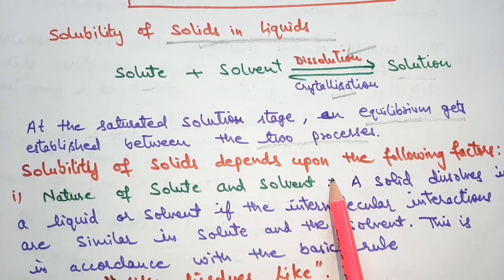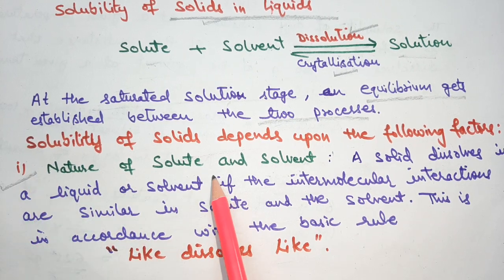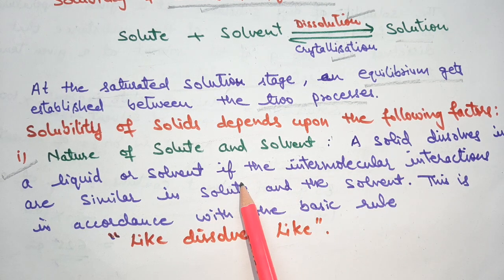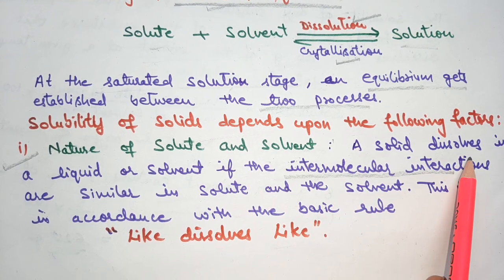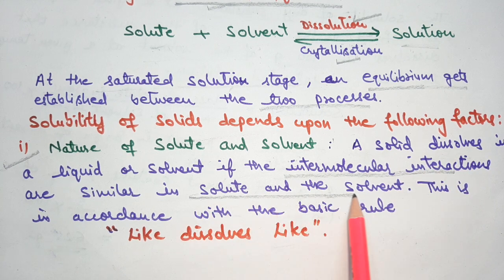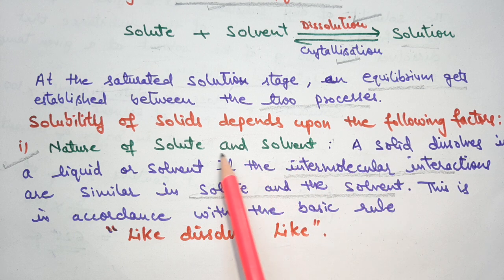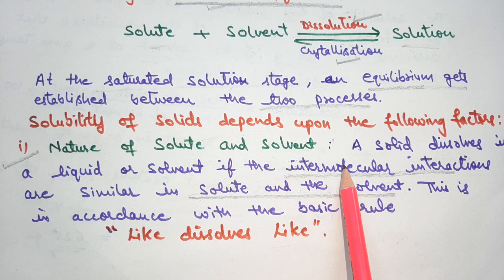Now, the various factors upon which the solubility of solids depends. The very first is the nature of the solute and the solvent. A solid dissolves in a liquid or solvent if the intermolecular interactions are similar in the solute and the solvent. If the type of interactions in the solid or solute which is going to dissolve is similar to the intermolecular interactions of the solvent, dissolution will take place.